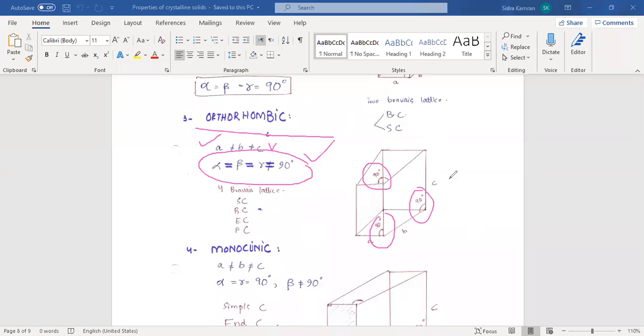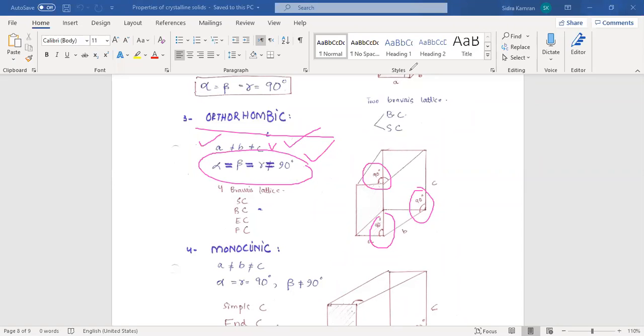Alpha, beta and gamma are all 90 degrees, only the edge lengths differ. Their edge lengths are not equal. A is not equal to B and B is not equal to C. These three edge lengths are not equal to each other.